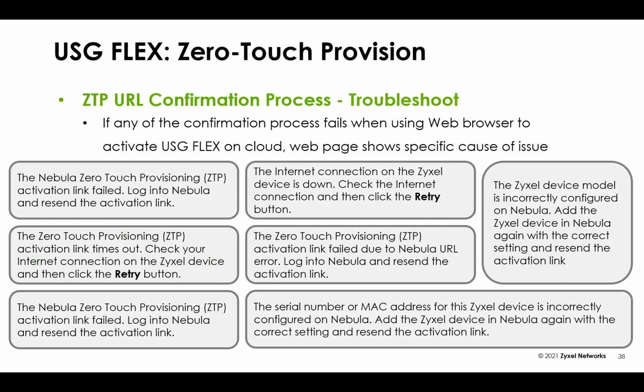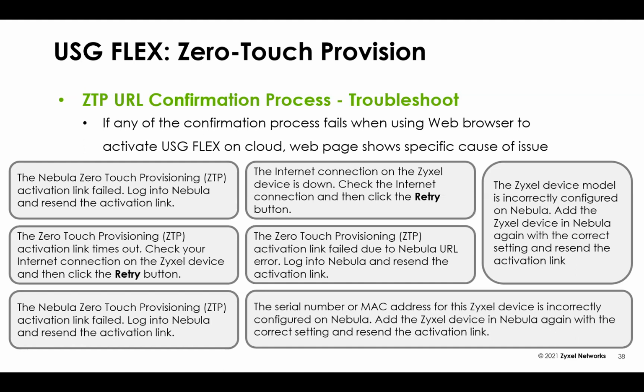And then finally, if any of the confirmation process fails when using the web browser, it'll give you some specific information. So if the Zero Touch or ZTP activation link failed, you can log back into Nebula and resend the activation link. If the internet connection is down, you can check your internet connection and hit the retry button. If the ZTP activation link times out, one of the things you want to do is check your internet connection and then hit the retry button. Also, if the ZTP activation link fails, you might want to log into Nebula again and just resend the activation link.